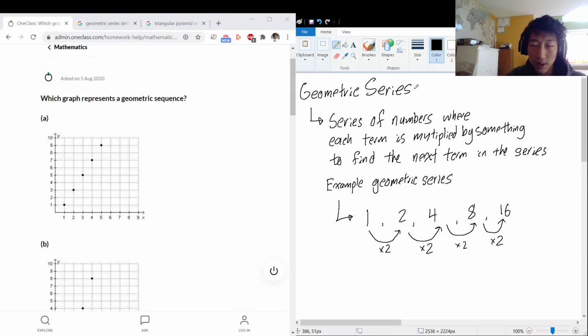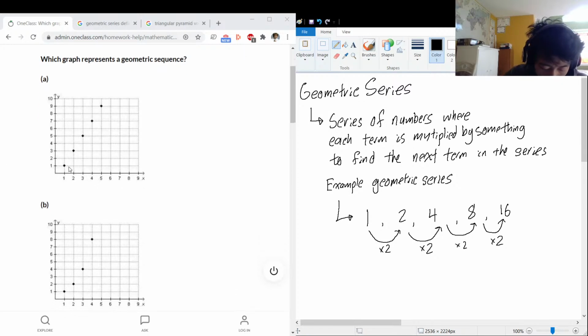Series and sequence are kind of similar. So let's take a look at the first graph. The first term has a value of 1. The next term, term 2, has a value of 3. If we divide it by its previous term, 3 divided by 1, that's 3. Then we take the next value and divide it by its previous term: 5 divided by 3.